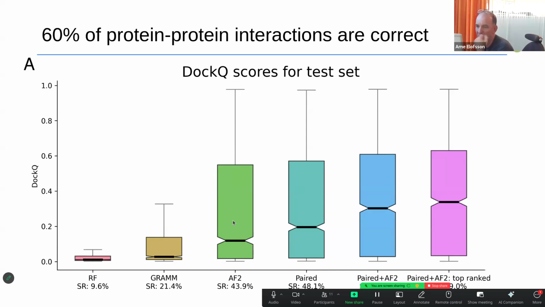So almost half the models were correct in some way. And then we played around with these multiple sequence alignments and we get up to almost 60%. And the average score of 0.3 or something like that, which is unheard of in docking before.